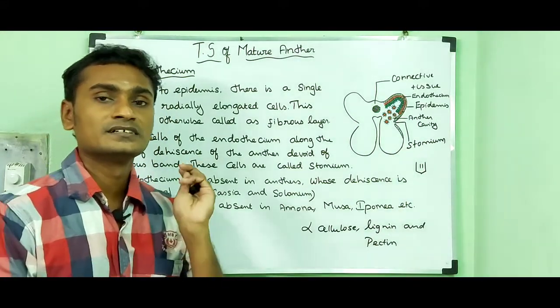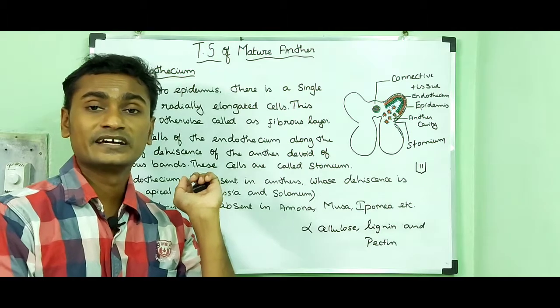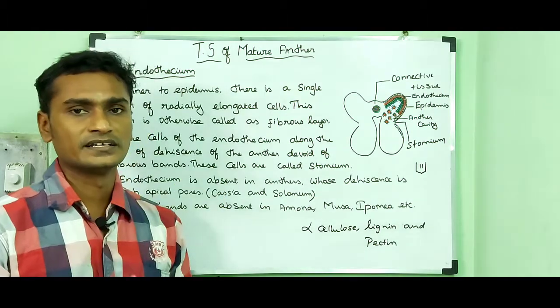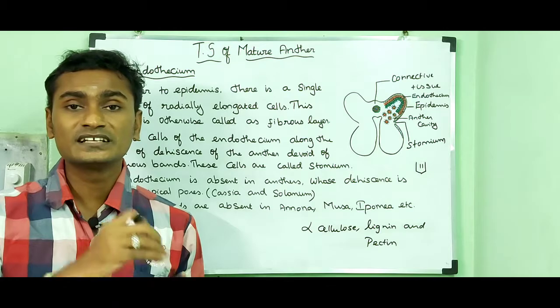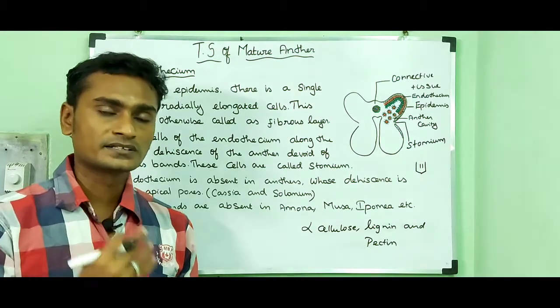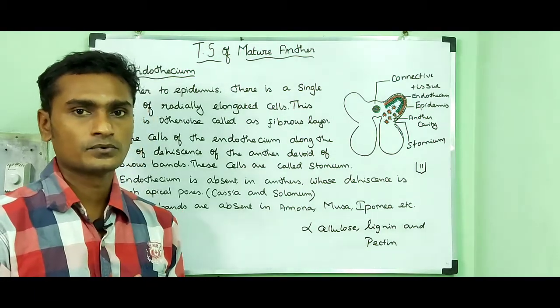Right? Then this endothelium layer is derived from primary parietal layer. From where is this endothelium layer derived? It is derived from the primary parietal layer.